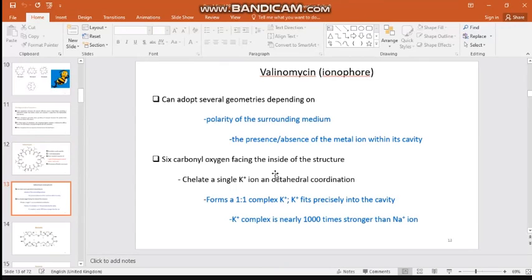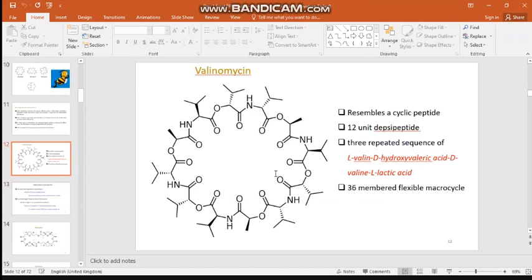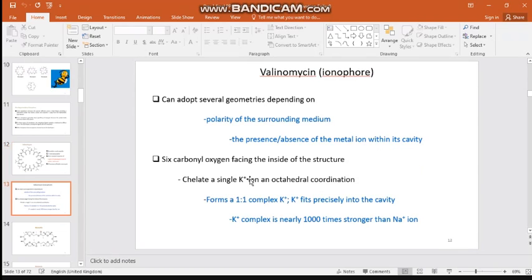Depending upon the polarity of the surrounding medium, it can switch its conformation and vary its structure. The presence and the absence of metal also vary the geometry. Where the metal ion is present, here you can see the cavity constituted by the carbonyl oxygens. That cavity is only fit for some of the metal ions, and once the metal ion is bound, they will change their conformation. Once the metal ion is released, they will change to the other conformation. These things are reversible processes.